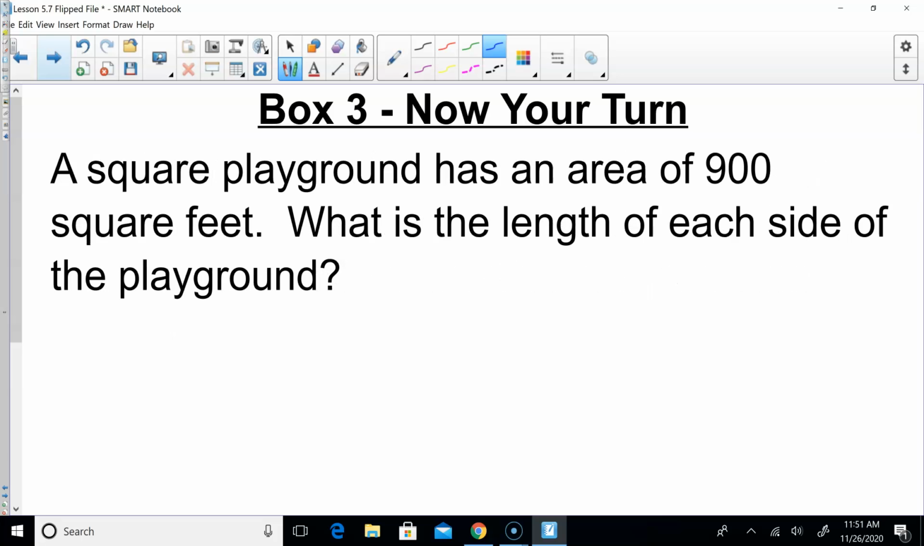A square playground has an area of 900 square feet. What is the length of each side of the playground? I like this problem. See if you can solve this one. This one might be a little bit tricky, but you know what? I have confidence that you can draw it out and use your problem-solving skills to figure it out. Good luck. Read it again.